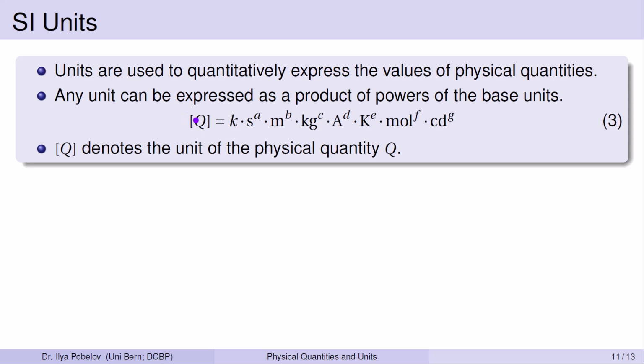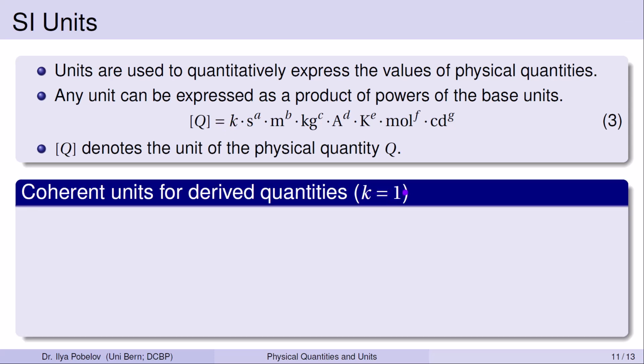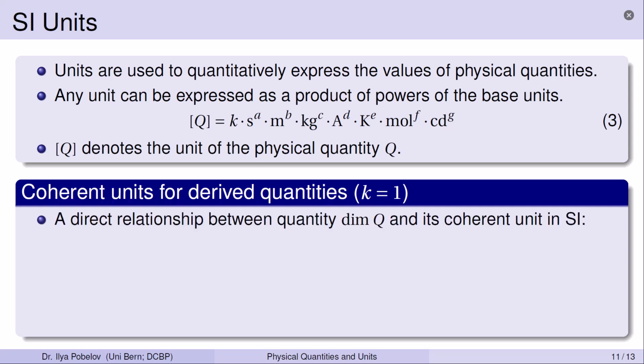Here, the square brackets around the symbol of the quantity Q denote the unit of Q. However, this time we introduce an additional numeric factor denoted as K. When K equals 1, we are dealing with a coherent unit for a derived quantity. A straightforward one-to-one relationship exists between the dimension of a physical quantity and its coherent unit in the international system of units. Each physical quantity has a uniquely defined dimension and correspondingly exactly one coherent SI unit.